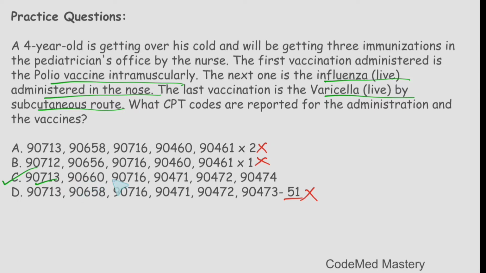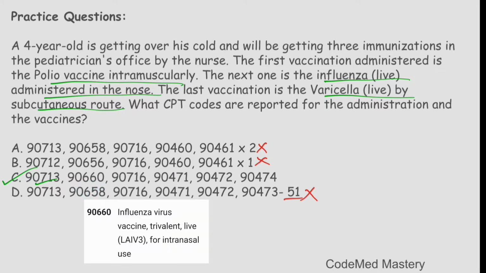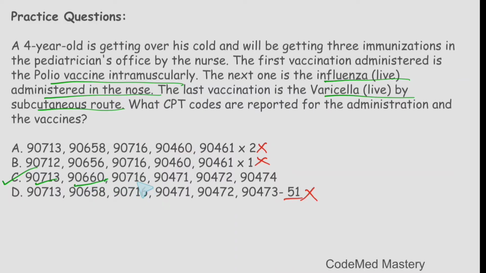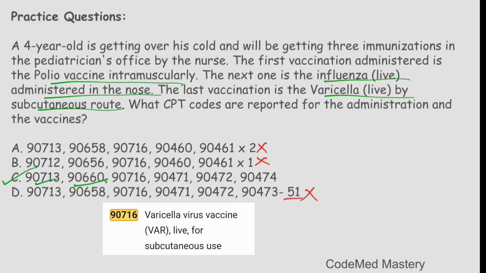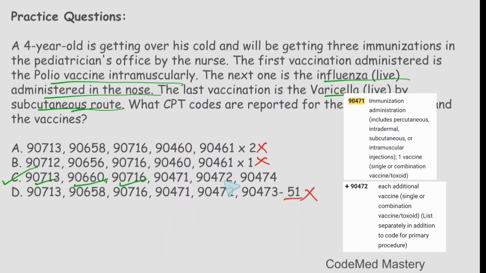So 90713 is the right code. Then check the code 90660. 90660 is for influenza virus vaccine trivalent live for intranasal use. So they have mentioned here influenza live administered in the nose. So it is intranasal route. So 90660 is also right. Then you have 90716. Check the code. 90716 is for varicella virus vaccine live for subcutaneous use. So you can see here varicella live by subcutaneous route. So 90716 is right. They have mentioned 90471, 90472.